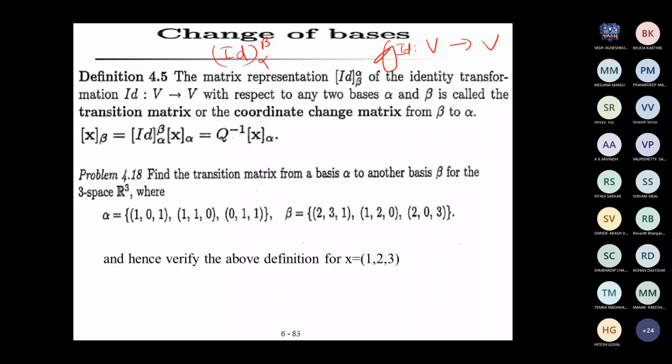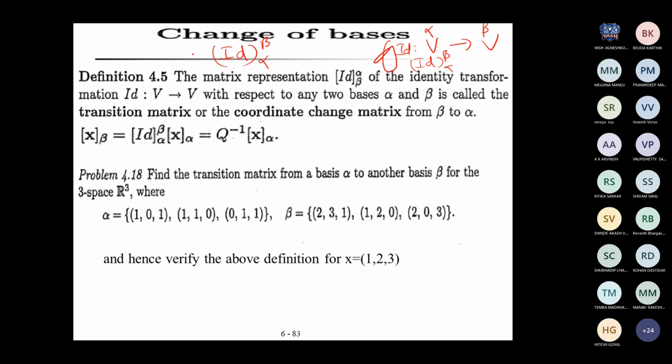Okay, but I have different bases here. One side I have alpha, the other side I have beta. So can you say what is the ID alpha to beta? That is nothing but the associated matrix corresponding to the linear transformation ID when we move from alpha to beta. One side alpha, the other side beta. And it has another name called transition matrix, right?